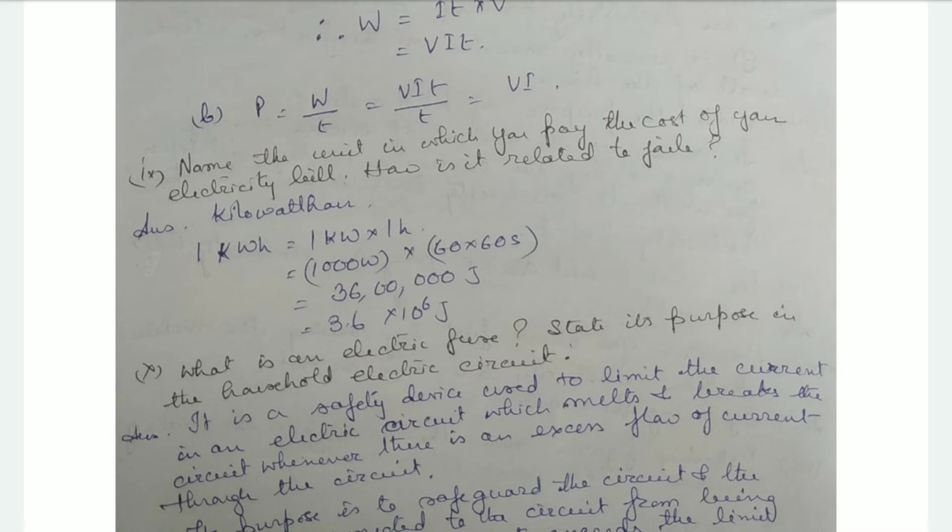Okay, that means 1 kilowatt is equal to 1000 watt and 1 hour is equal to 60 into 60 seconds. That gives us 3600000 joule. That is 3.6 into 10 to the power 6 joule.